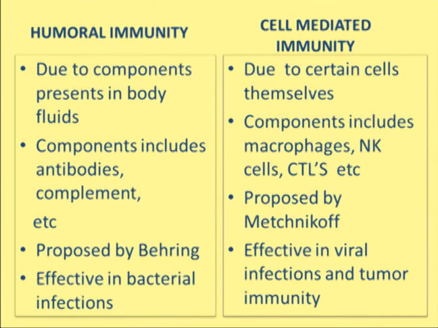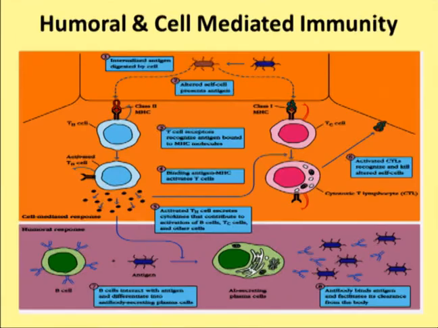This concept of cell-mediated immunity was first explained by Metchnikoff. This kind of immunity is very effective in viral infections and in tumor immunity, that is, against tumors. This diagram is taken from Janeway, and it explains that T helper cells interact with MHC class 2 molecules, whereas TC cells interact with antigenic peptide presented with MHC class 1 molecule. T cells are MHC restricted. TC cells are restricted by MHC class 1 molecule. T helper cells are restricted by MHC class 2 molecules.